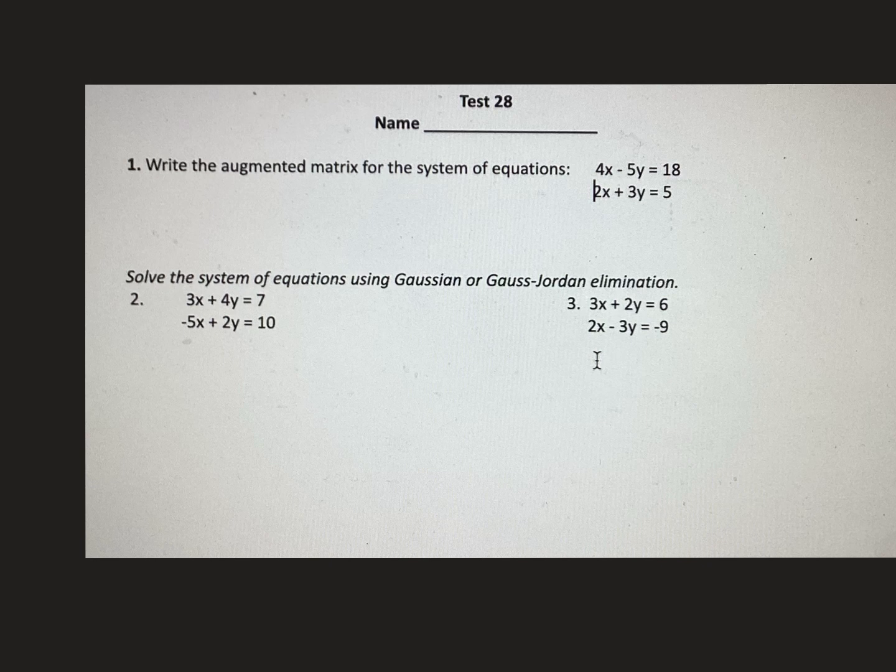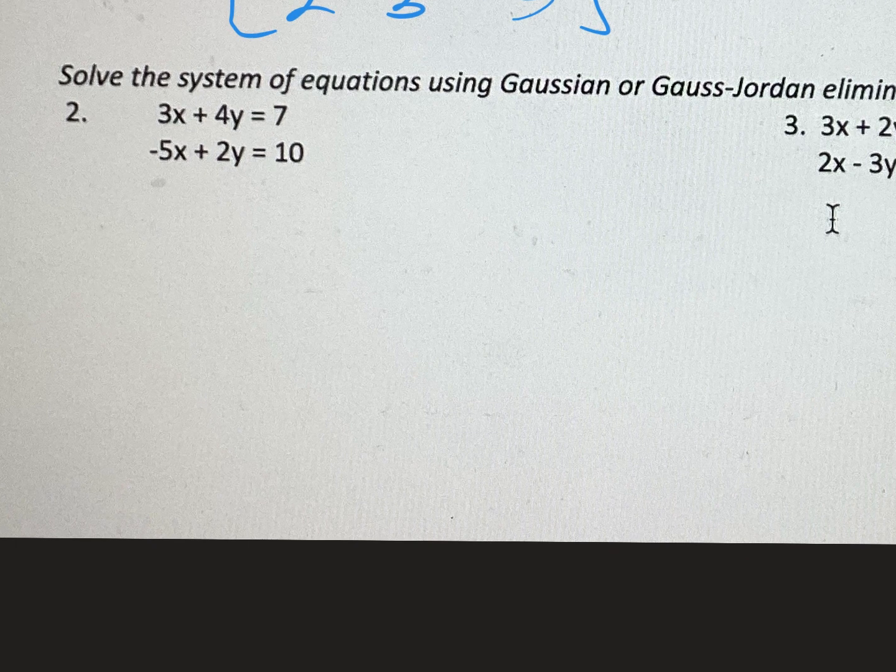Number one just says write an augmented matrix for the system. When you make the augmented matrix, you're putting the coefficients over here and the constant terms over here. Draw a little broken line in between to separate. That's all you can do for number one. Just set it up. Okay, don't miss that one. 2 and 3 are going to take a little bit of work.